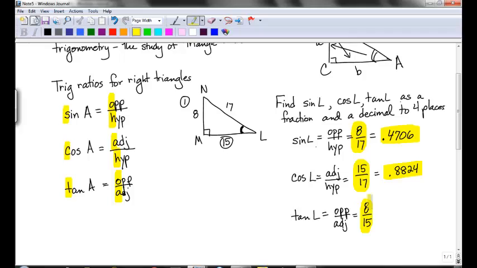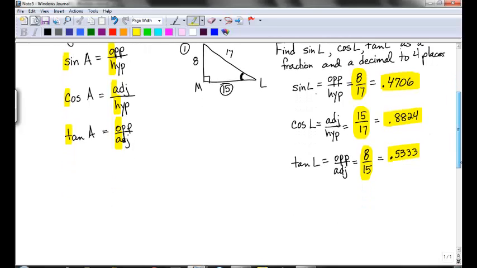And then divide that out. 8 divided by 15. Okay, 0.533. Okay, and that's how you solve that problem. Okay, let's look at another one.